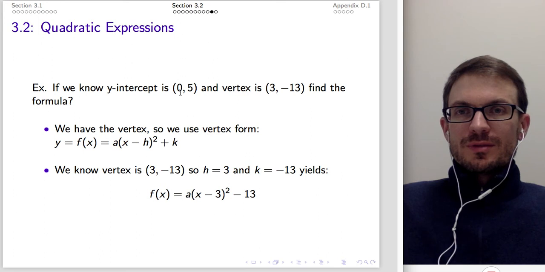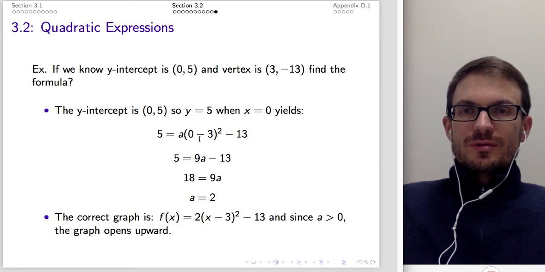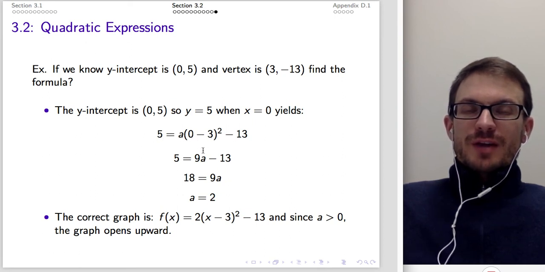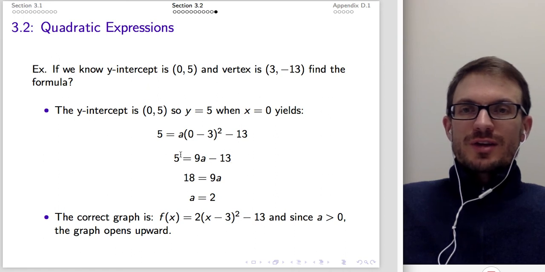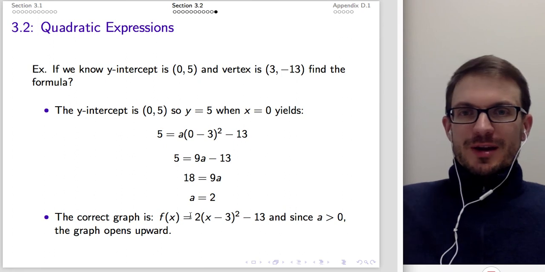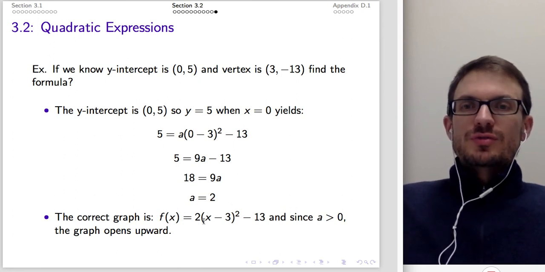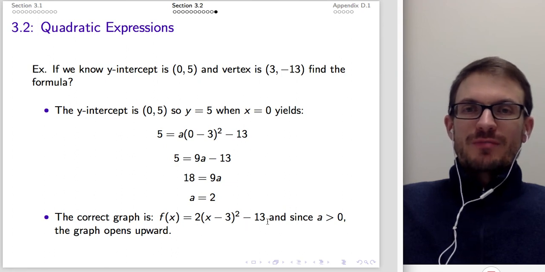Right, so going ahead, y is equal to 5 when x is equal to 0. So solving, let's see, we have 3 minus 0, squared, is 9, times a, minus 13, equals 5. And move the 13 to the other side. We have 18 divided by 9. A is 2. All right, so the correct graph is going to be f of x equals 2 times the quantity x minus 3 squared minus 13.